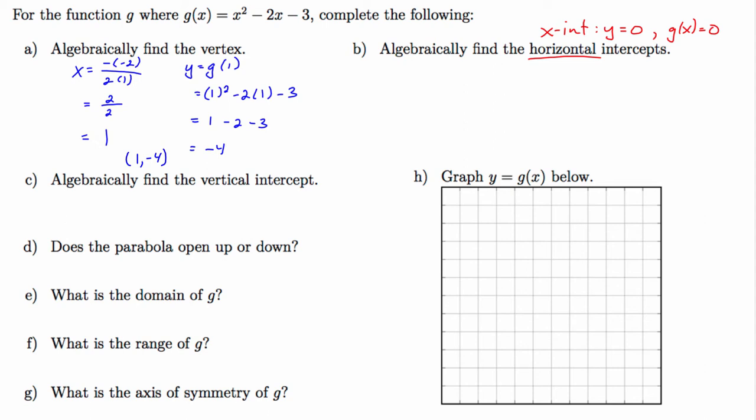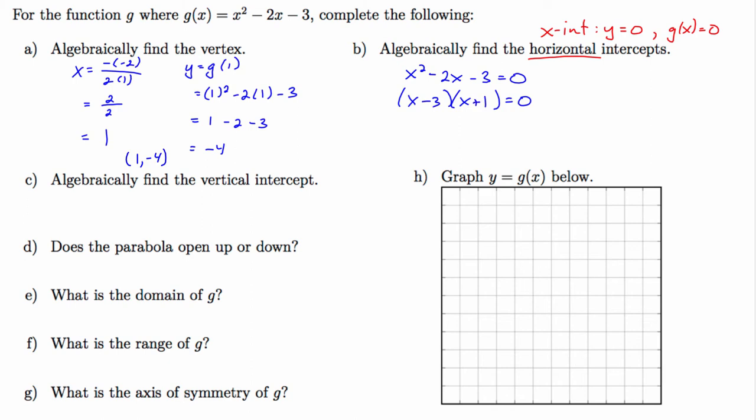So in setting g of x equal to 0, we will have the equation x squared minus 2x minus 3 equals 0. To solve this equation, since we're not told what method to use, we're free to make our choice. Looking at this particular equation, I can see that I can factor it fairly quickly. What multiplies to make negative 3 and adds to make negative 2? Well, negative 3 times a positive 1 equals negative 3, and negative 3 plus 1 equals negative 2. So this will factor as x minus 3 times x plus 1.